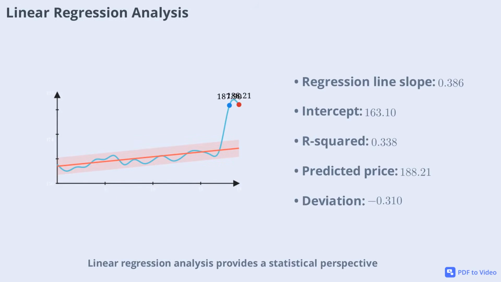Linear regression analysis provides a statistical perspective. The Lin-Reg slope at 0.386 indicates a strong upward trajectory, while the intercept at 163.1 represents the theoretical baseline. The R-squared value of 0.338 shows a moderate correlation between price and time.